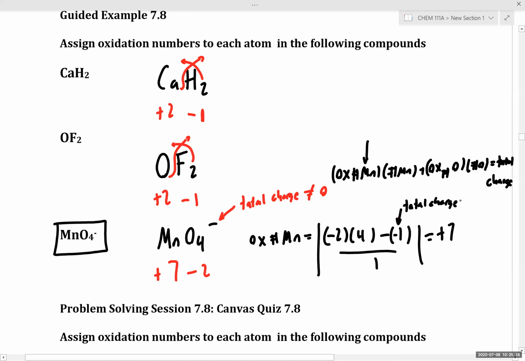And we're essentially solving this equation for the oxidation number of manganese by moving all of our terms to the right-hand side. Does that make sense? Yep. We're dividing by 1 because there's 1 manganese atom. That's exactly right.